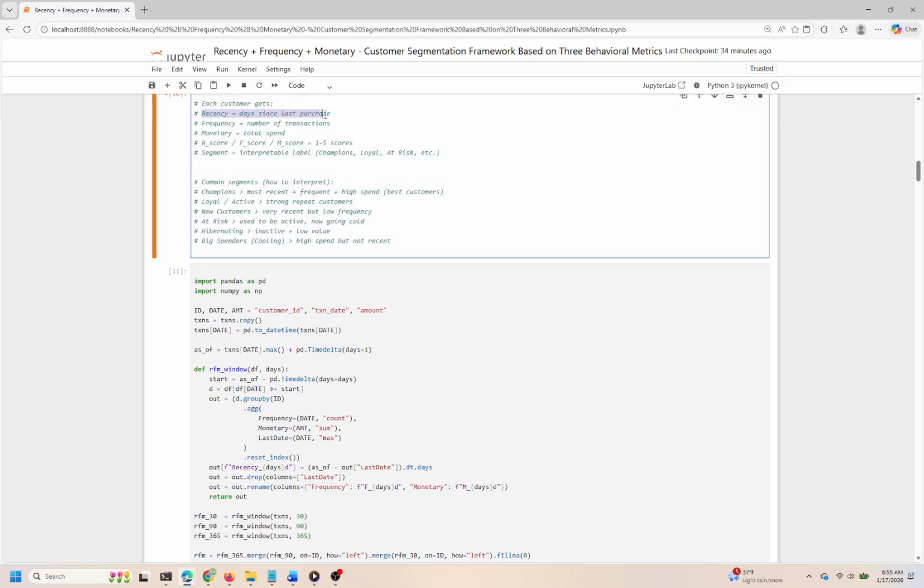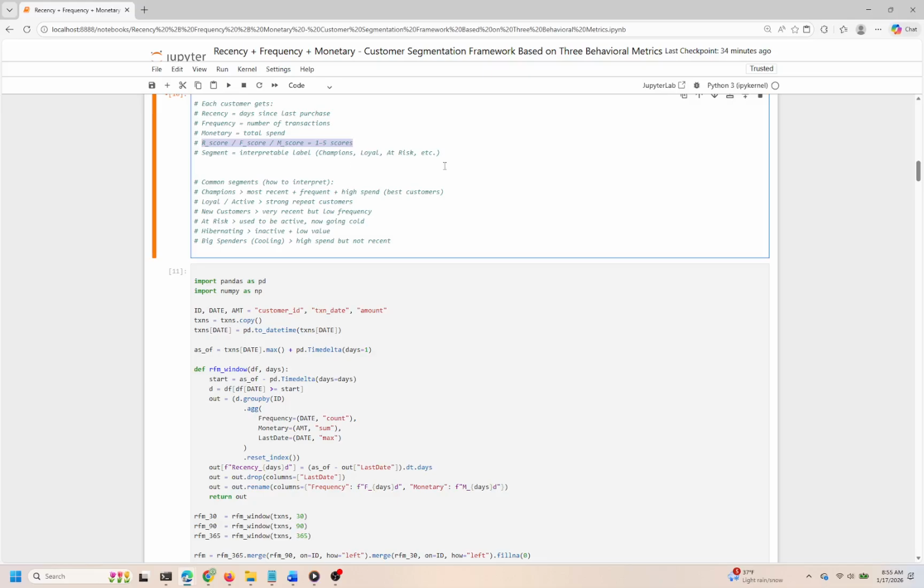Then we have frequency, capturing the number of transactions over a set period. This tells us how often a customer returns to make purchases, providing insight into their loyalty and engagement levels. Next is monetary value, which sums up the total spending of each customer. This financial aspect is crucial because it highlights which customers contribute the most to revenue. Each of these three metrics, recency, frequency, and monetary, is transformed into a score ranging from 1 to 5, giving us a structured way to compare customer engagement levels.